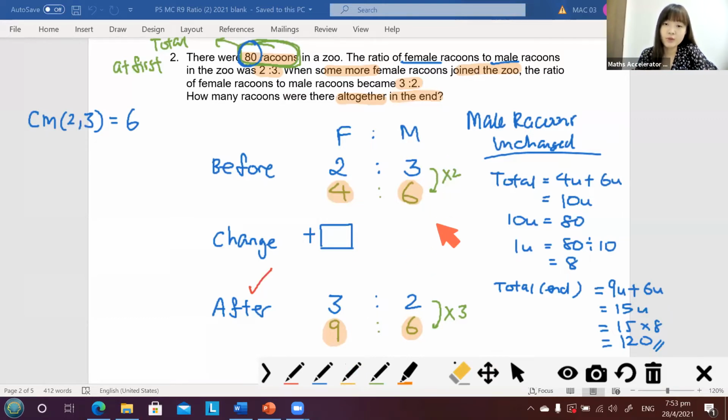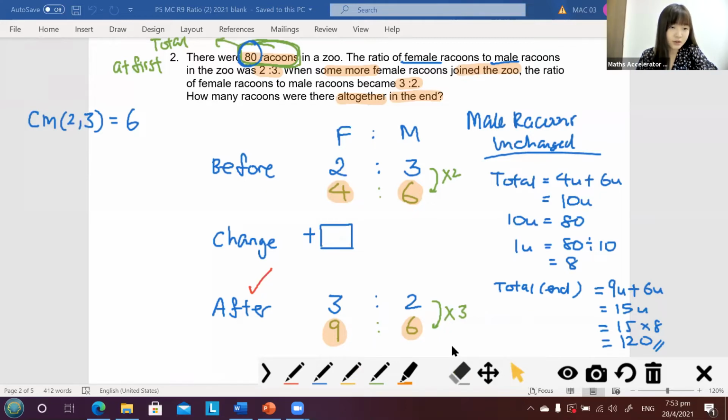Alright, so we find a common multiple of 3 and 2 to make it the same. So 6 and 6. Okay, now it's the same. You have 6 at the beginning, 6 at the end. Nothing happened to the male raccoons. Therefore, you have to use the green ratio, not the blue one. The blue one won't get you anything. It doesn't make sense also. How can you have 3 and then 2 at the end? So you make it such that it's the same first.